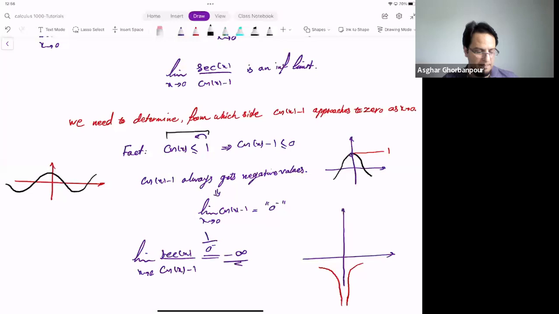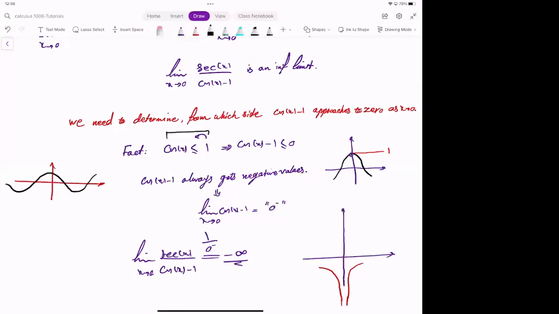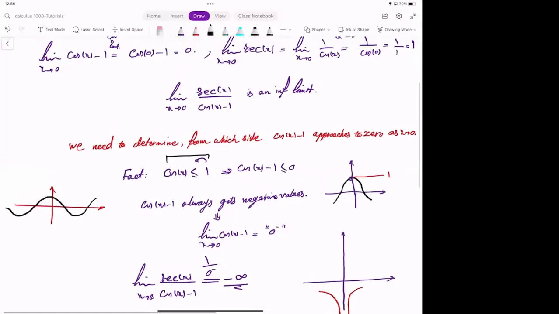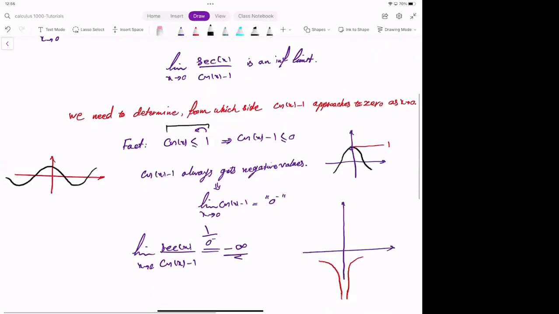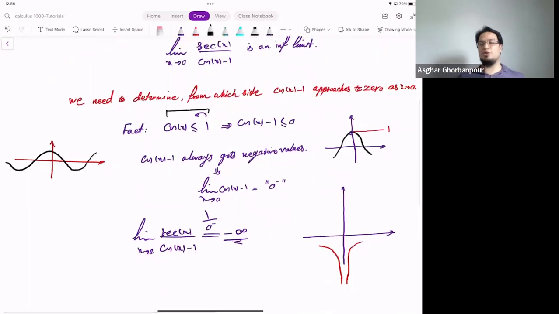Adam, yes, please. Hello, Professor. I just wanted to ask, can you still use limit x to zero from right and limit x to zero from left here? I didn't need to use it here because I noticed that it's always going to be negative. If we are approaching zero, in either case, you get closer to zero using negative numbers. That's why I don't need to separate.